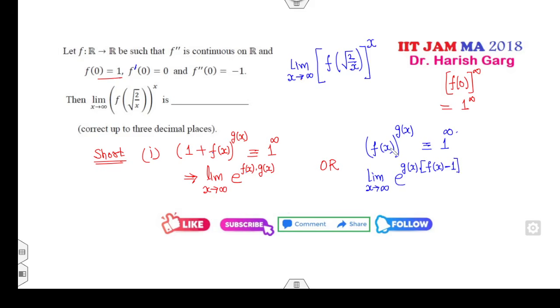That comes from here. When can you write 1 + f(x) as f(x)? When you replace f(x) with f(x) minus 1. Fine. Here 1 is not written separately, so I can use this shortcut trick.